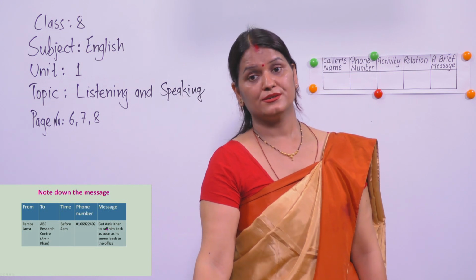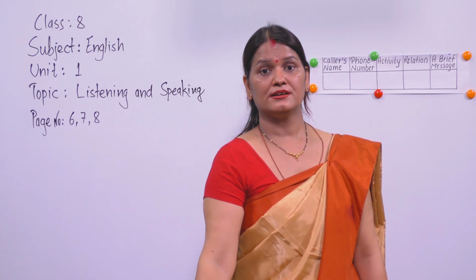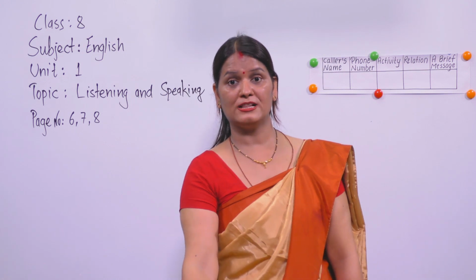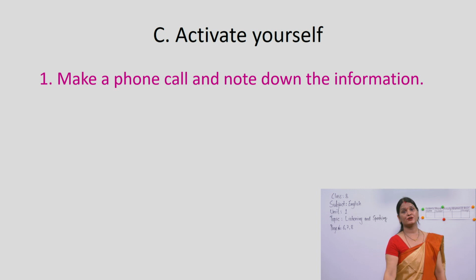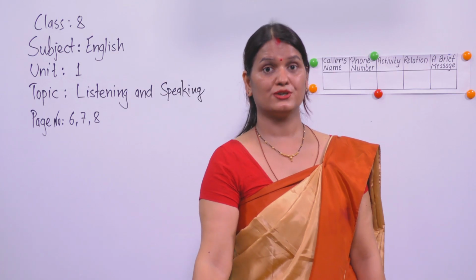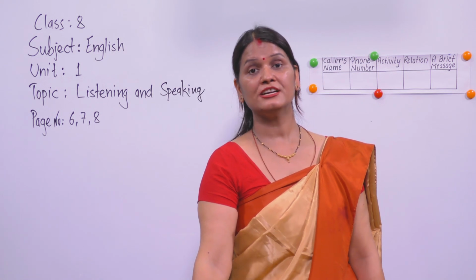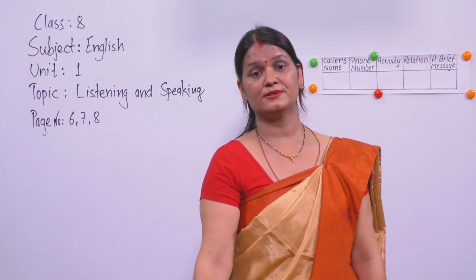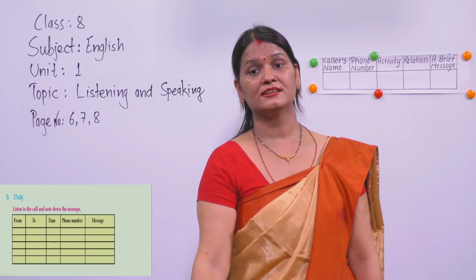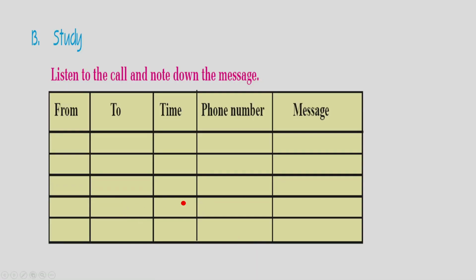Okay, so now make a phone call and note down the information. Okay, you will make the phone call with any of your friends or relatives and then note down the information. Okay, just for example, in this table you can write the information, everything you can write here. Here are 4 spaces, so you can make 4 different calls and then write there and complete this in your book.